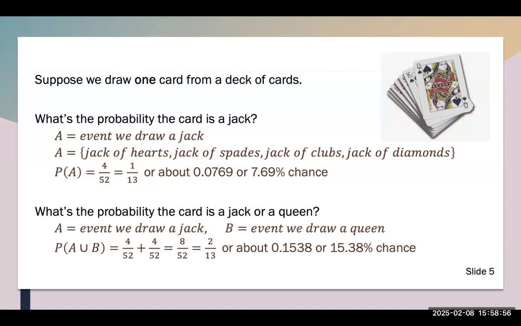So the probability of A or B, we just take the probability of getting a jack, which is 4 out of 52, and add it to the probability of getting a queen, which is also 4 out of 52. So this becomes 8 out of 52, which you can simplify to 2 out of 13. And if you put it in a calculator, you'll get 0.1538. So there's about a 15.38% chance that when I draw a random card from a deck, I get a jack or a queen.